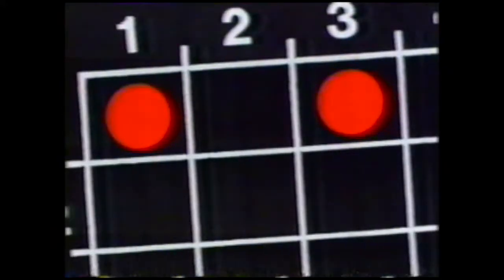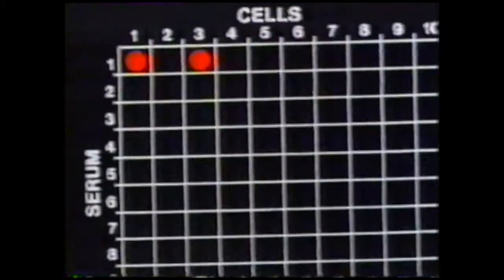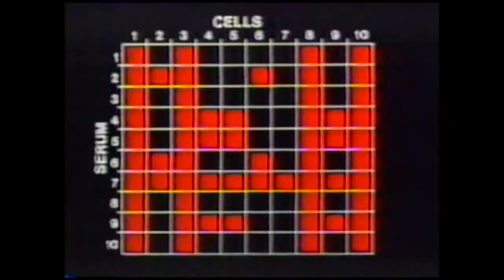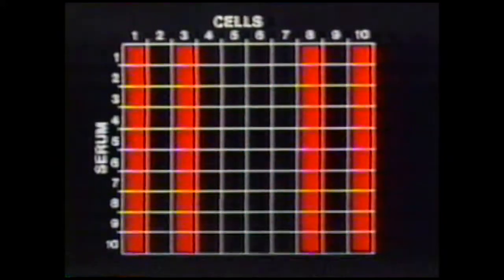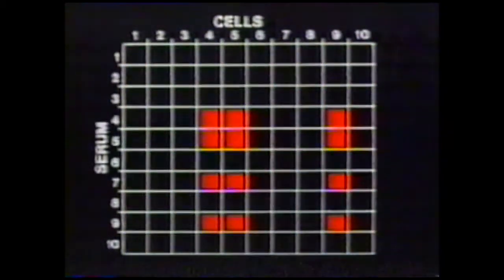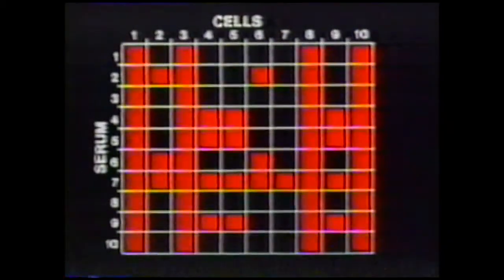Landsteiner tried mixing red blood cells and serum from 10 volunteers. Sometimes the 2 parts mixed all right, those are the red blobs, and sometimes they didn't, those are the spaces. See any patterns? Blood from these people all reacted in the same way. They're called Group O. These 3 people also have similar blood. Theirs is Group A.